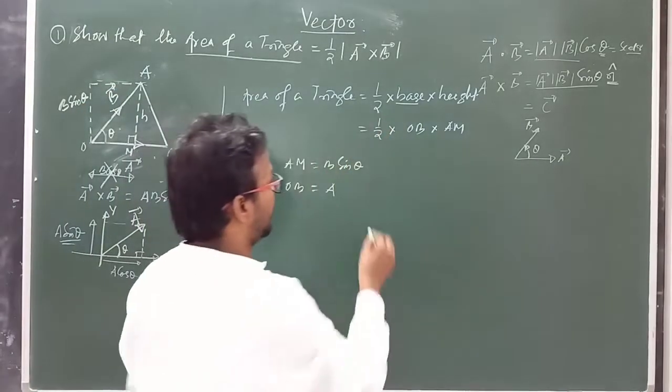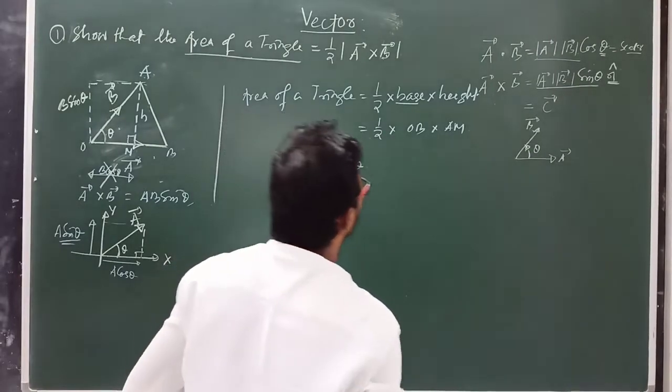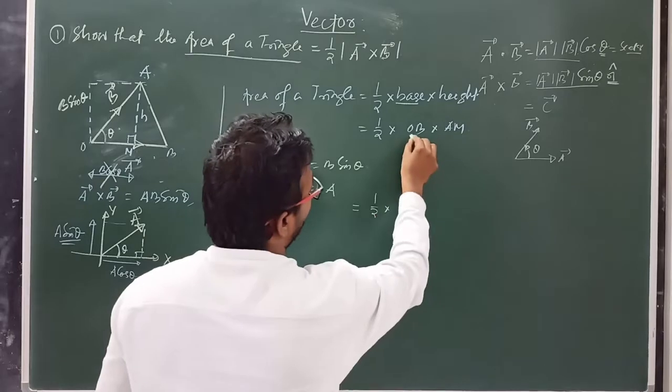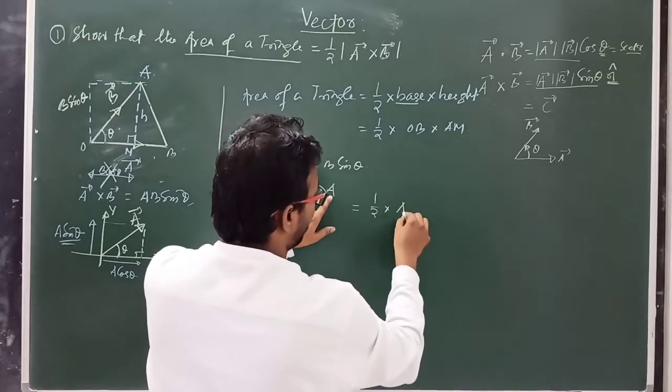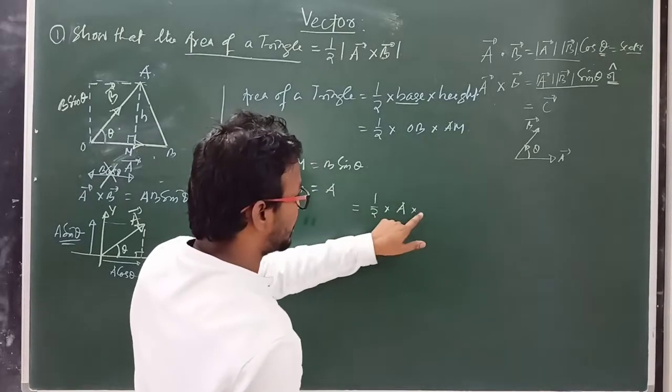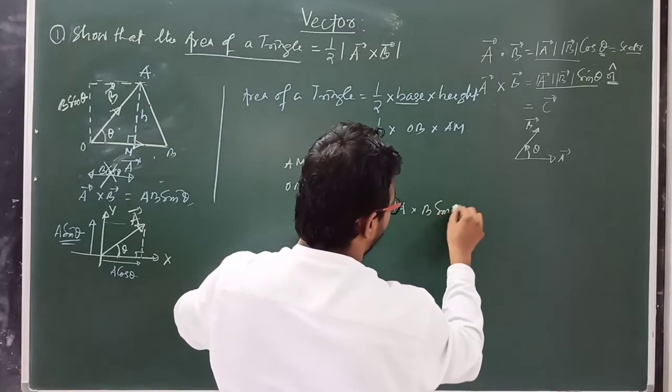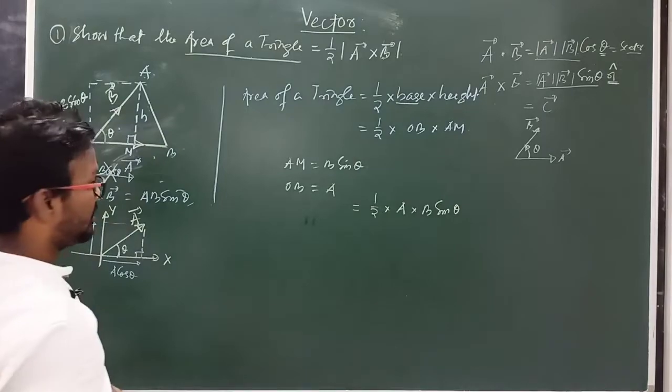So if we use this value here, then you will get half into OB, here A, into B sin theta. This is not a cross product, this is just simple multiplication. A into B sin theta. Clear? Okay.